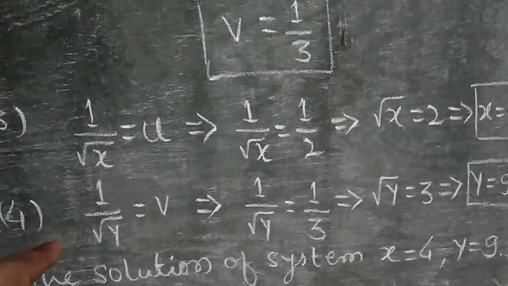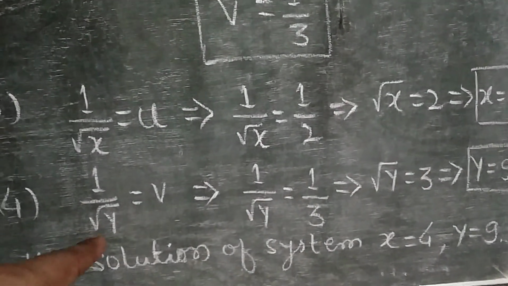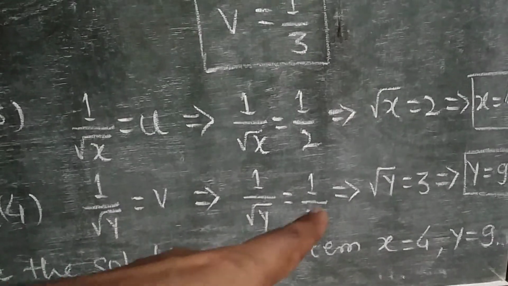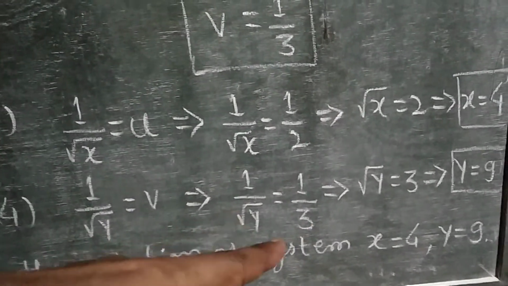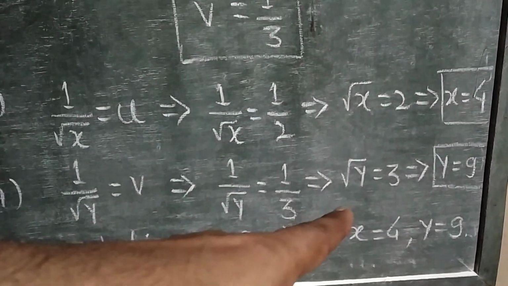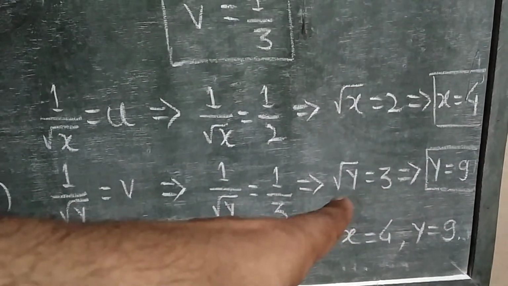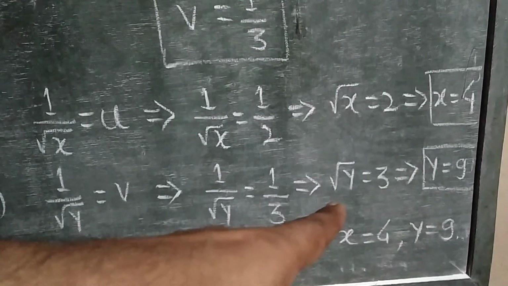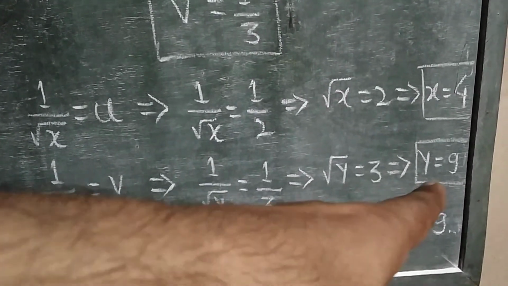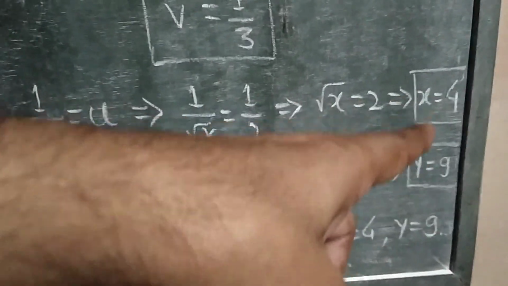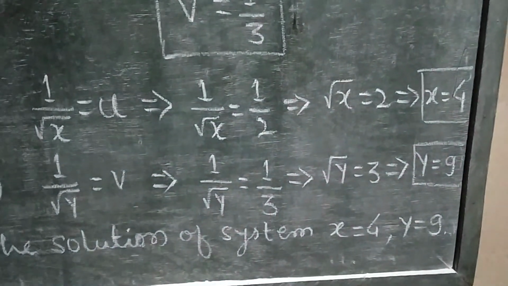Similarly, we do this using equation 4, 1 upon root y equal to v. In place of v, we substitute its value 1 upon 3. On taking reciprocal of both sides, we get root y equal to 3. It contains the root, so we square both sides, and we get y equal to 3 square, that is 9. So these are the solutions of the system.